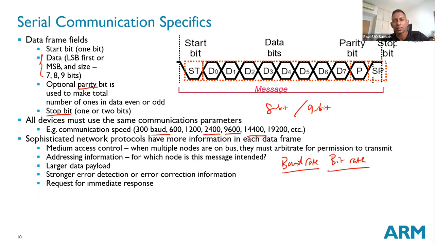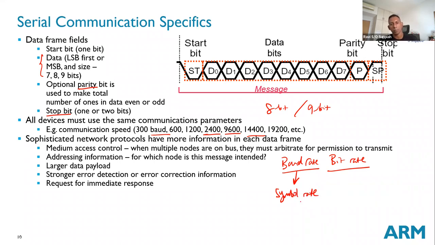Spelling is different, valid point. But technically, what is the difference between baud rate and bit rate? When you say bit rate, it is explicitly telling the number of bits transmitted per second. Baud is the number of characters, or the term that you probably see in textbooks, the symbol rate. Baud rate is also known as the symbol rate.